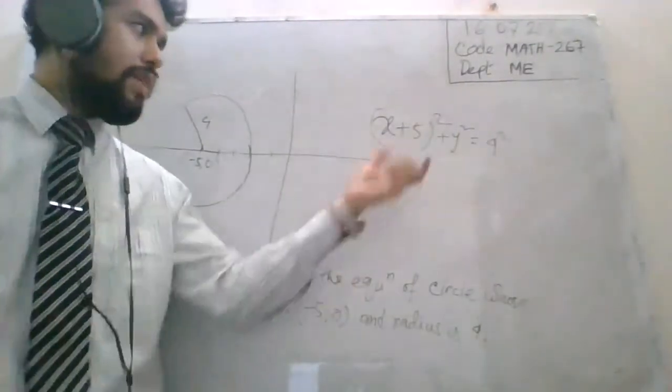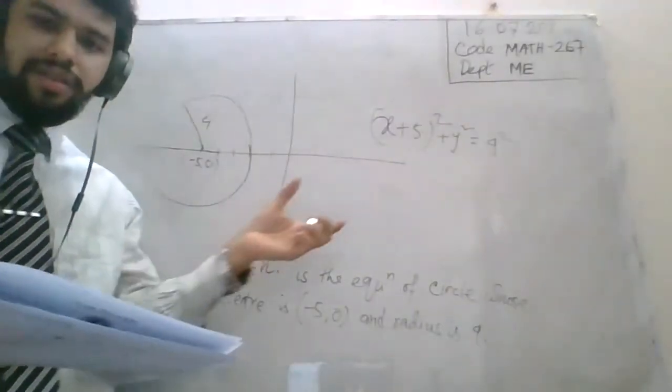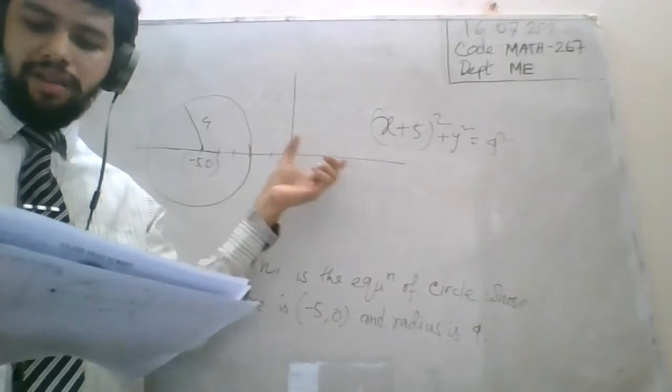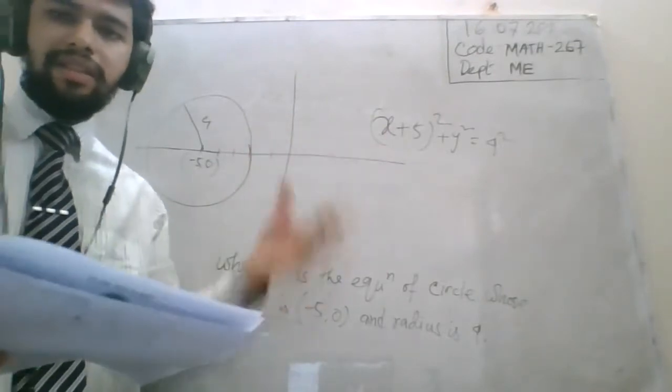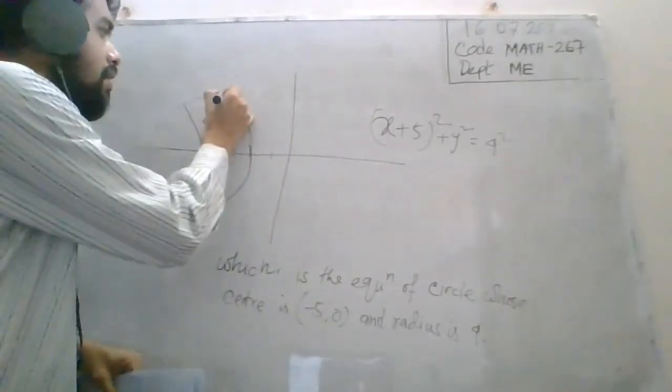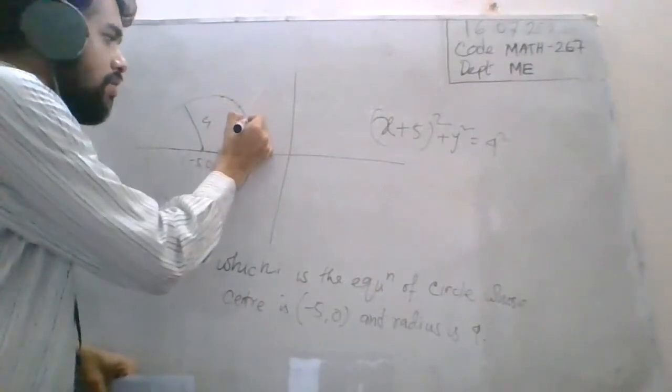Can someone tell me what type of equation this is? Yes, sir, circle. Yes, so a circular equation. So the region here I have declared as the set of all boundary points, right? So here the region is all the boundary points.